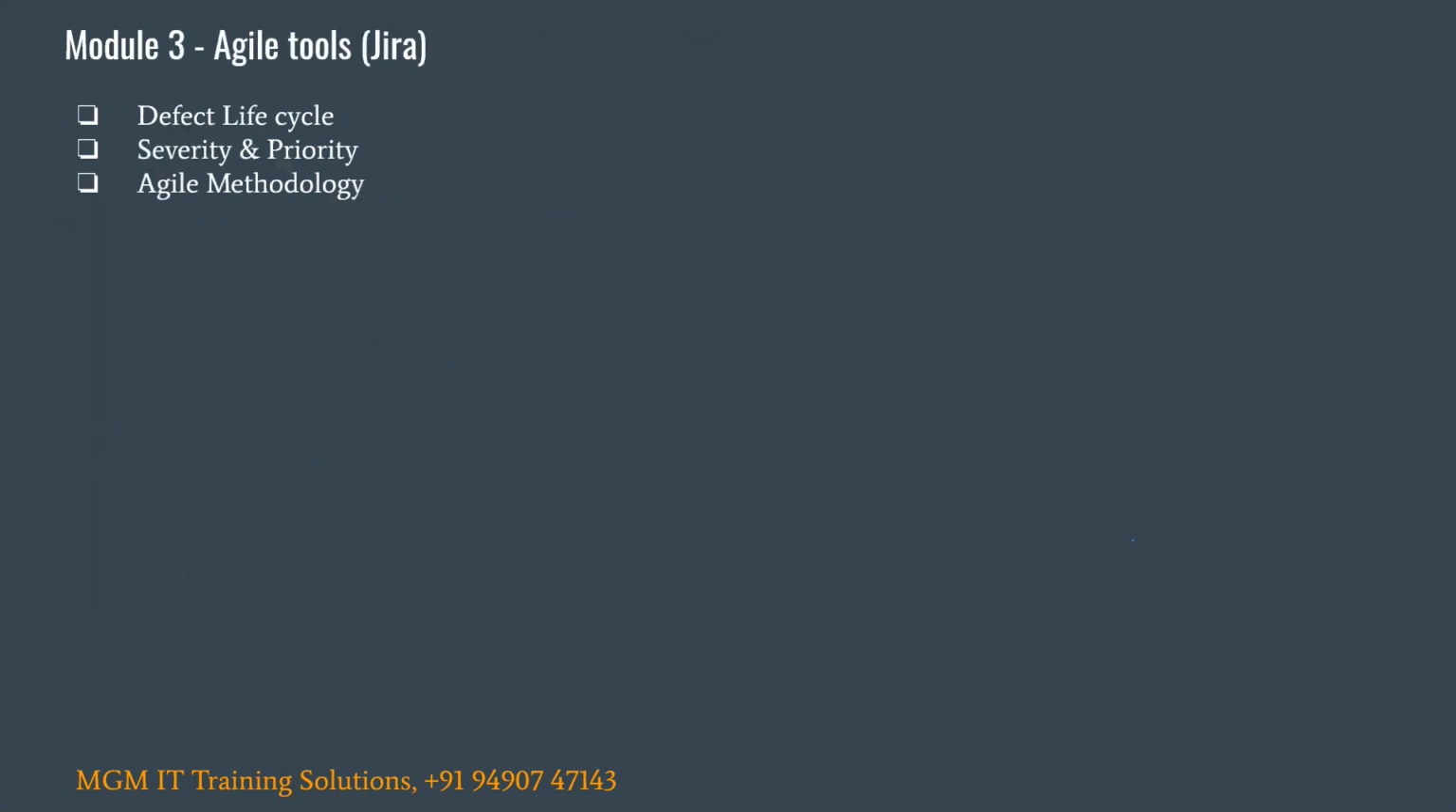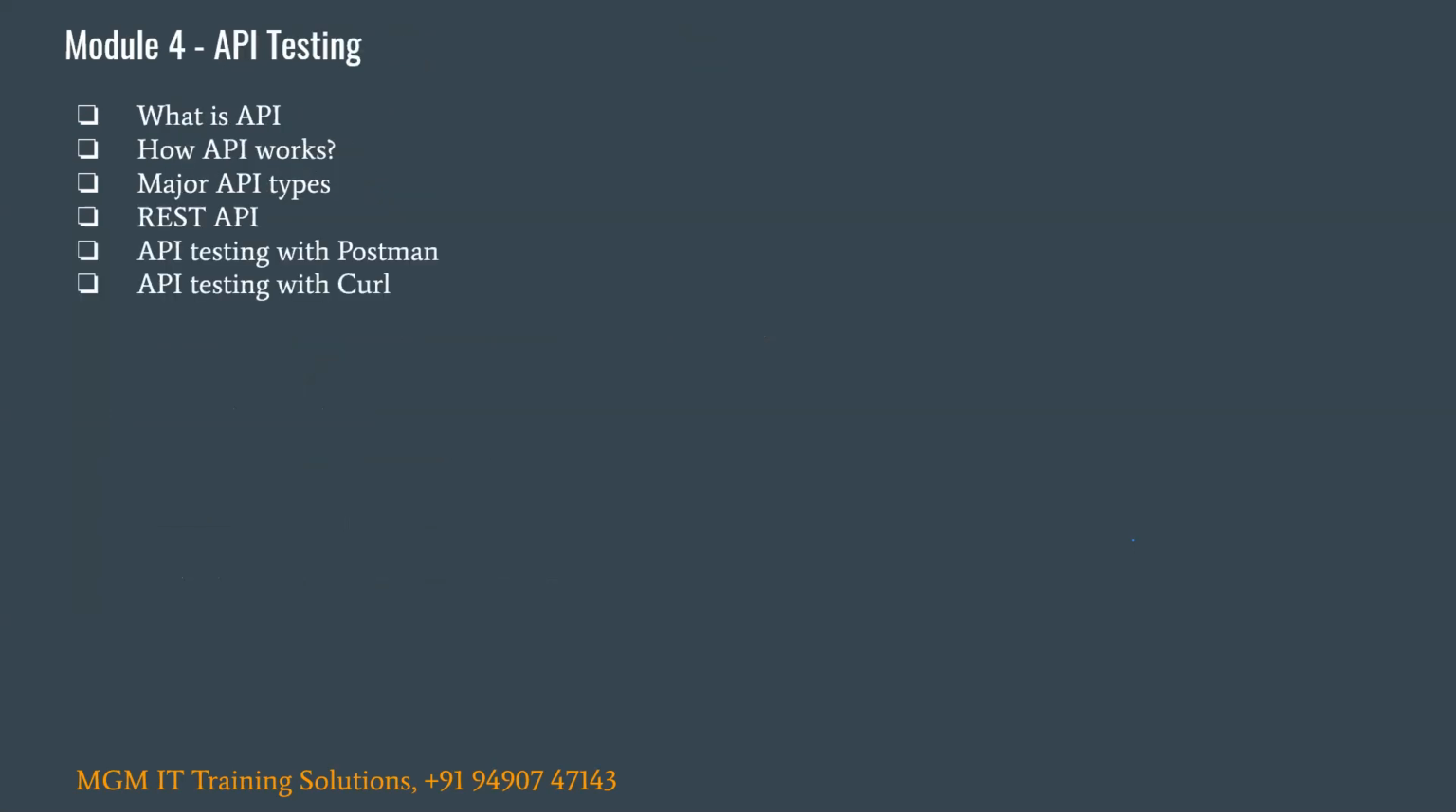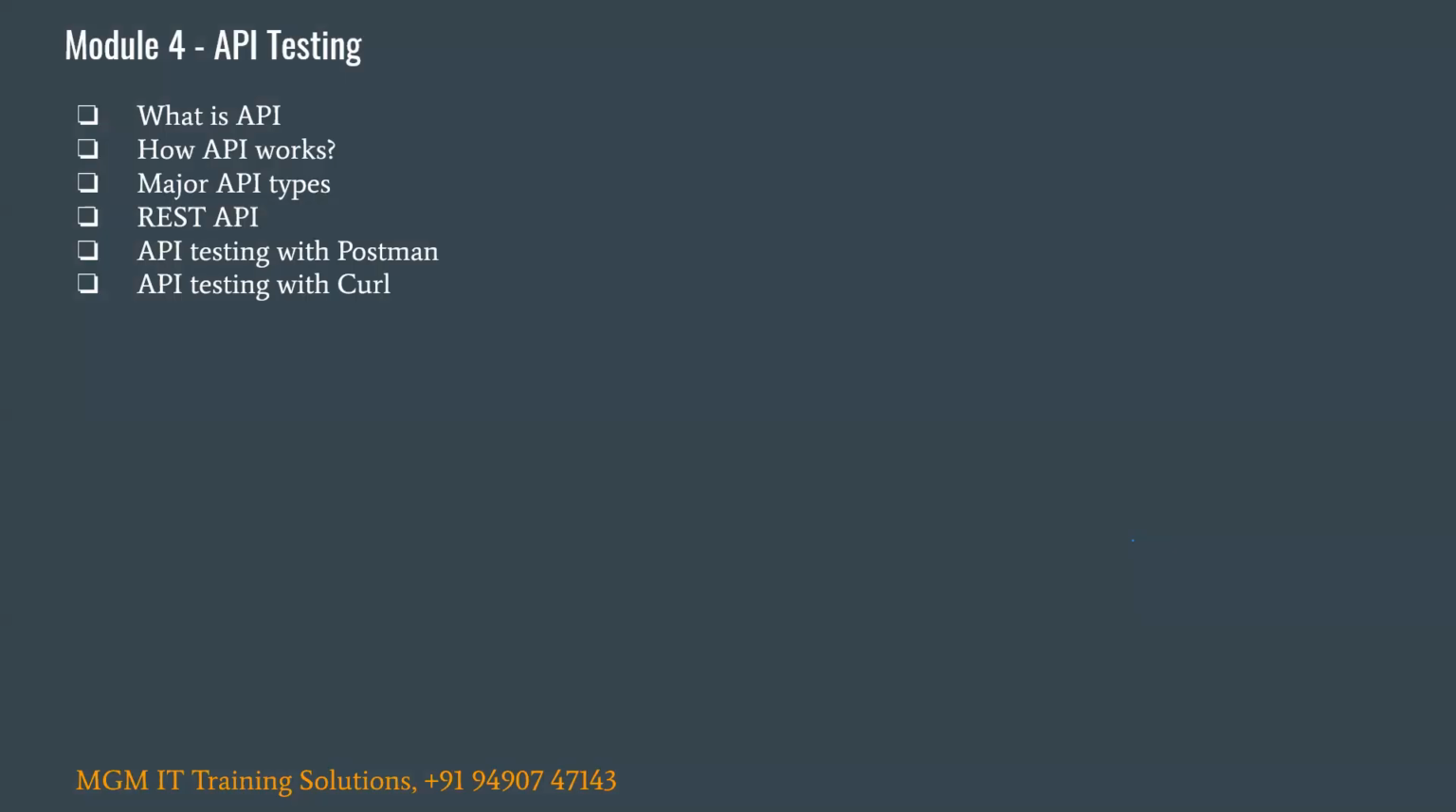And coming to module 3, as I said, the Agile tool. In the Agile tool, we will see what Jira is, how we create a project in the tool, and how we track each and every task. That will be covered in this Agile tool. And module 4 is API testing: what API testing is, how it works, and what types of APIs there are. Okay, let's start.